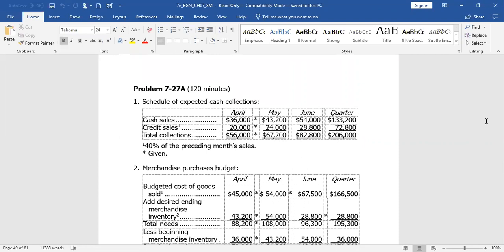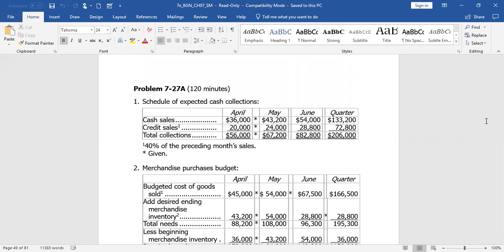In May, 60% of $72,000, or $43,200, are cash sales. 40% of April's sales are collected in May because they were on credit the prior month. So that's the $24,000. Total cash expected in May, $67,200.